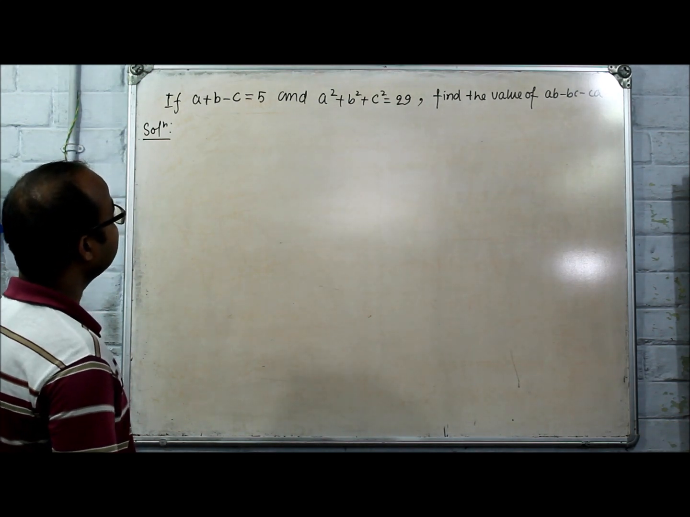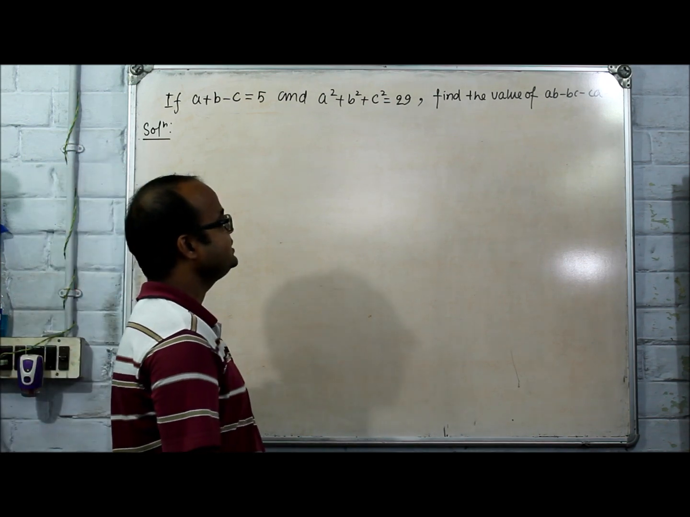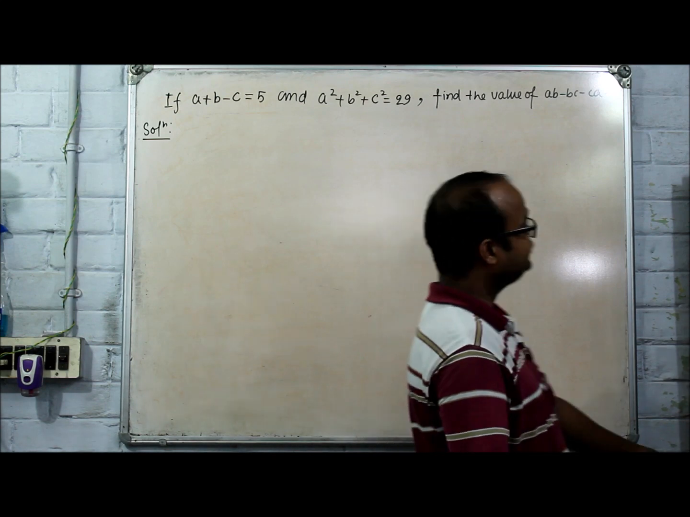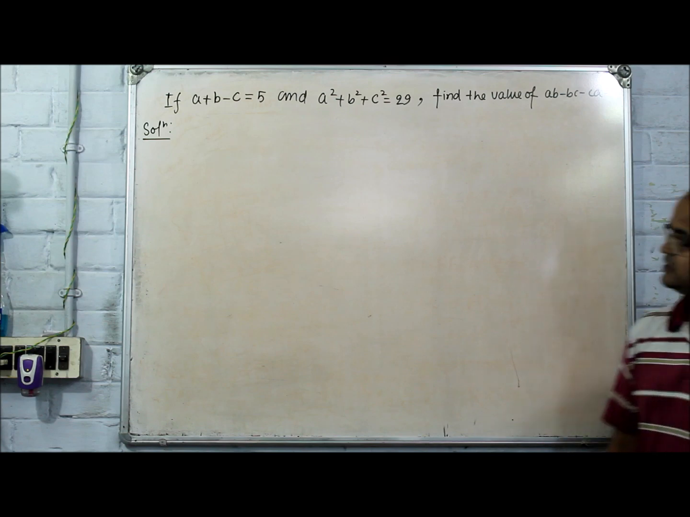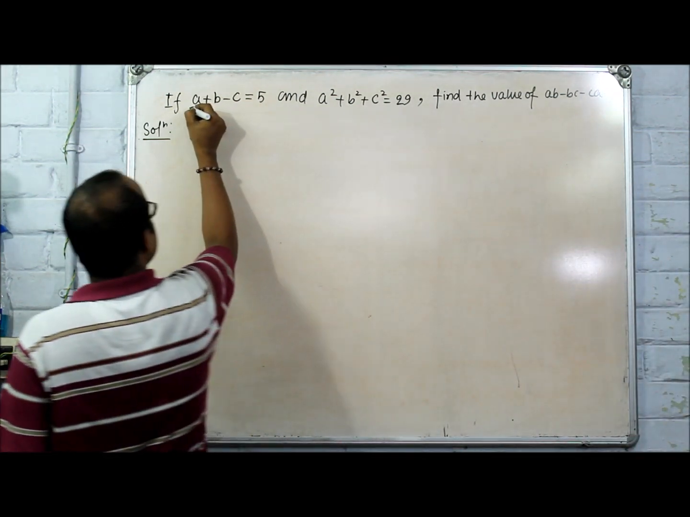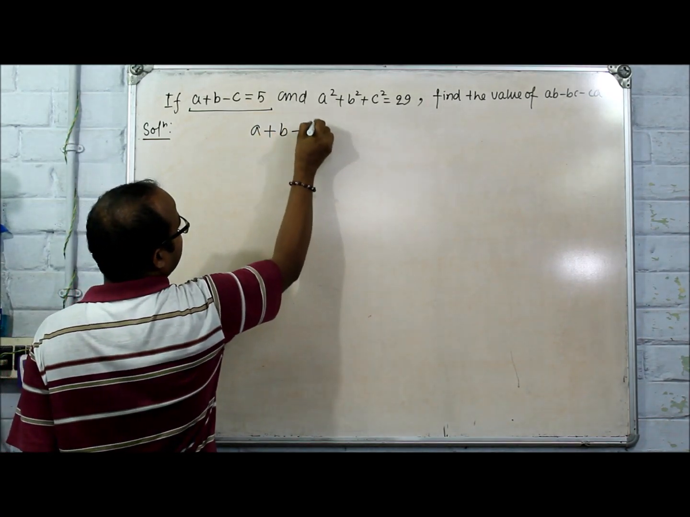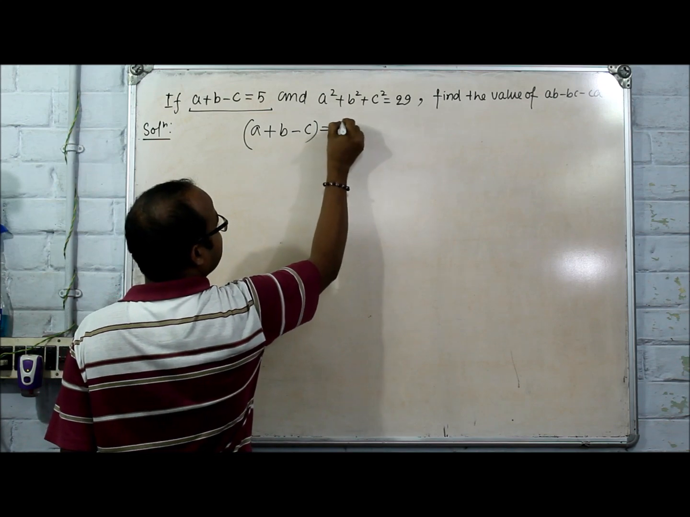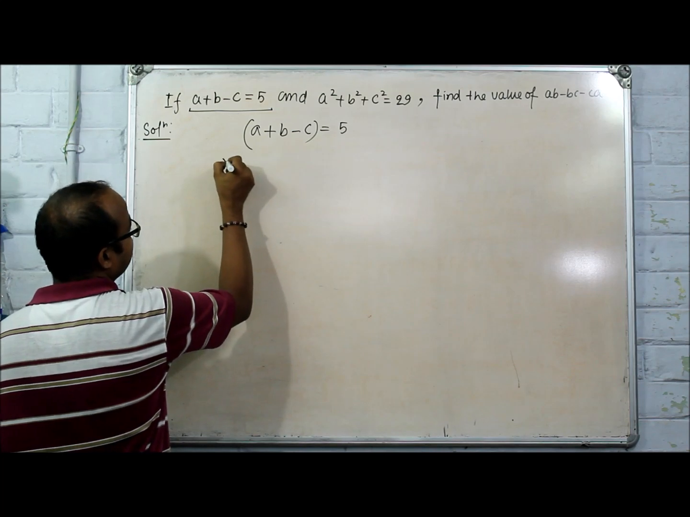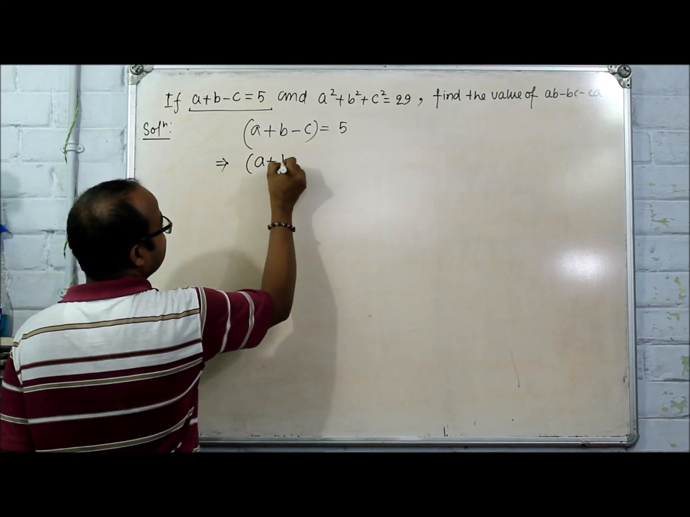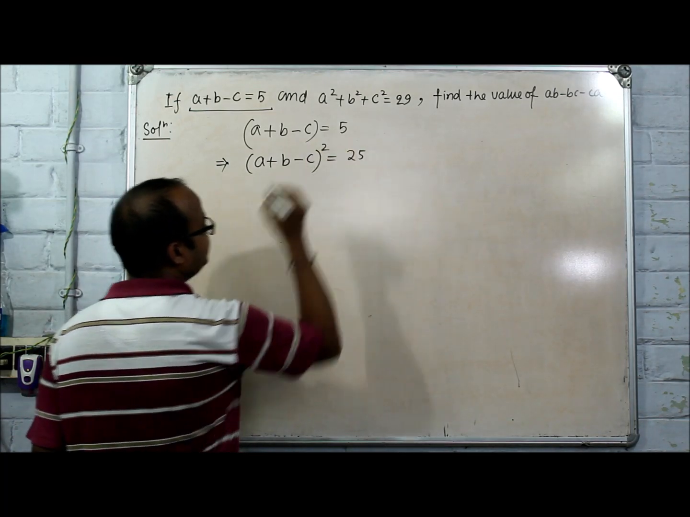If a plus b minus c is equal to 5 and a square plus b square plus c square is given as 29, we have to find out the value of ab minus bc minus ca. So we will first take this relation, a plus b minus c is equal to 5, and apply squaring both sides. Then you will get a plus b minus c whole square is equal to 5 square. 5 square means 25.